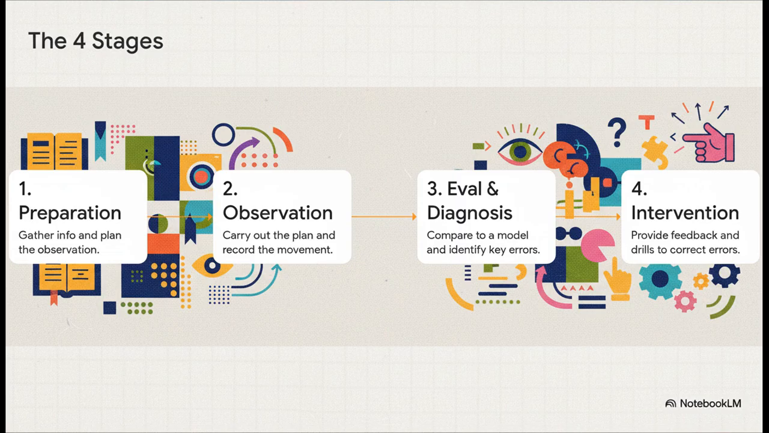It starts with number 1, preparation. This is your homework phase. Then comes number 2, observation. This is when you collect your data. Number 3 is evaluation and diagnosis, where you figure out what it all means. And it all leads up to number 4, intervention. That's where you step in and actually make a change.